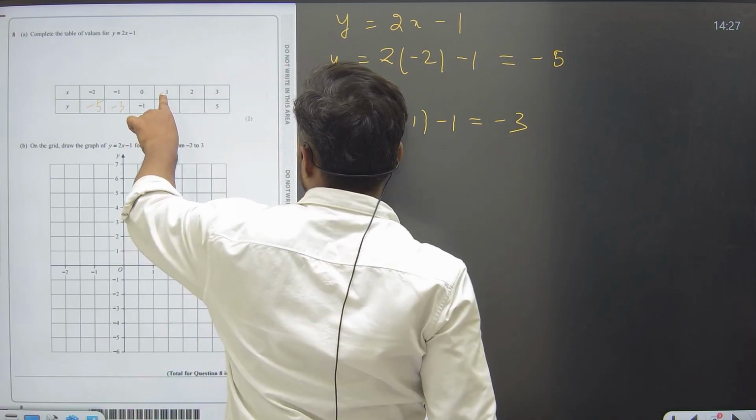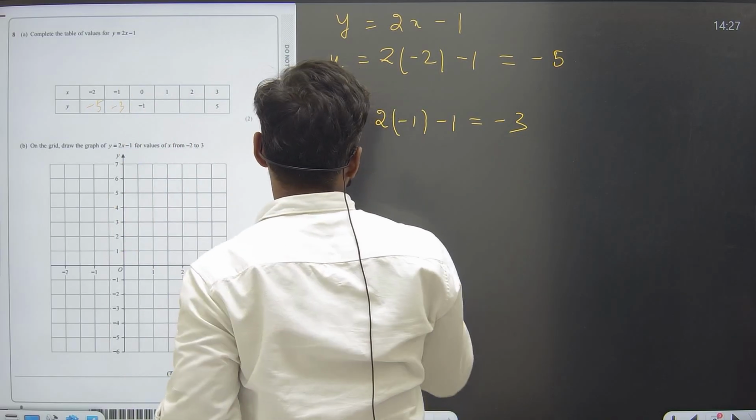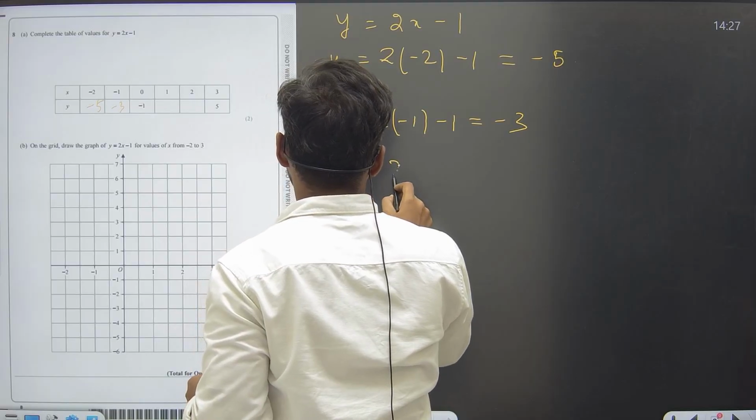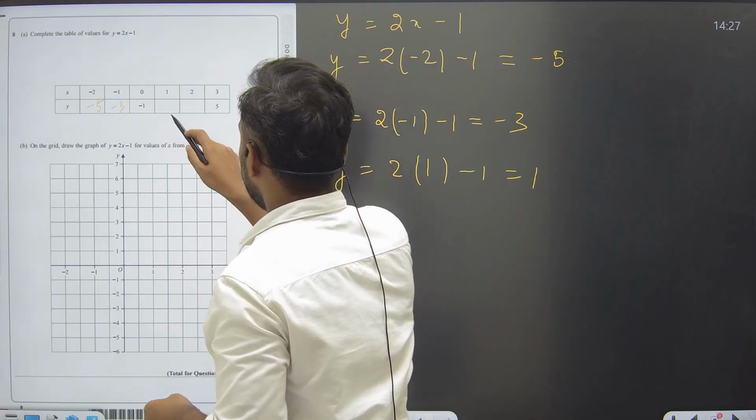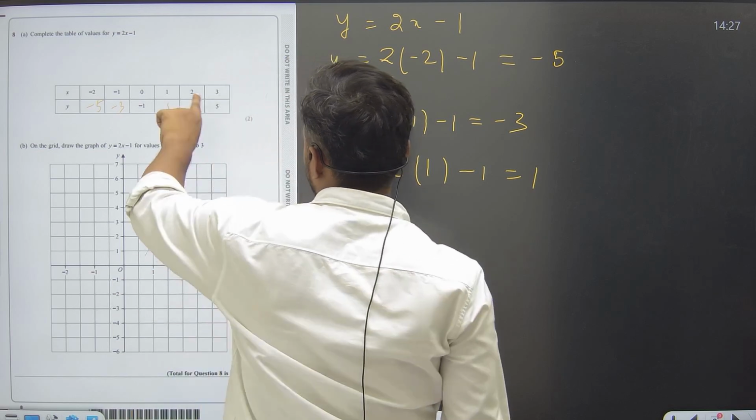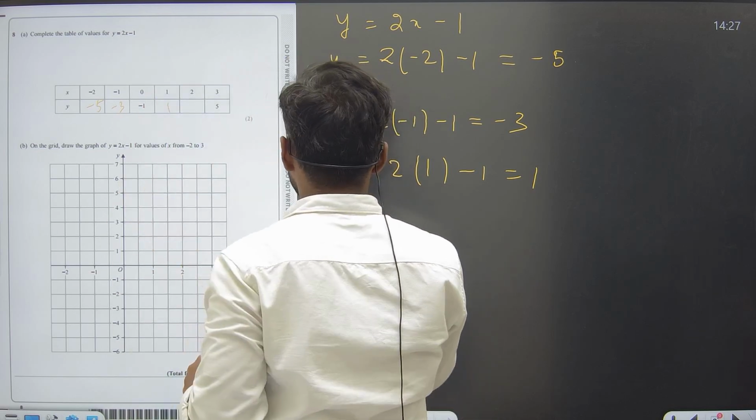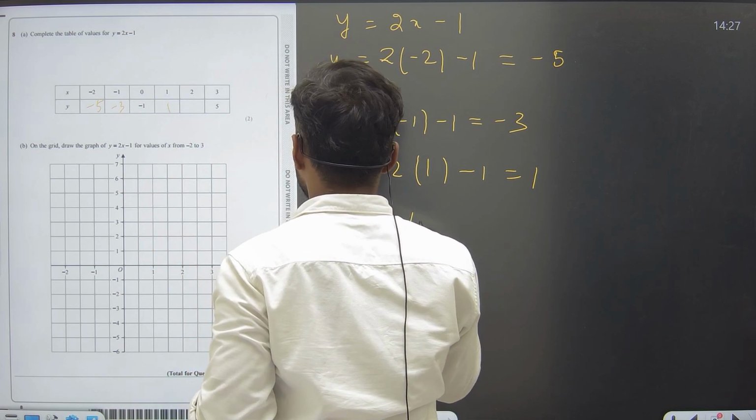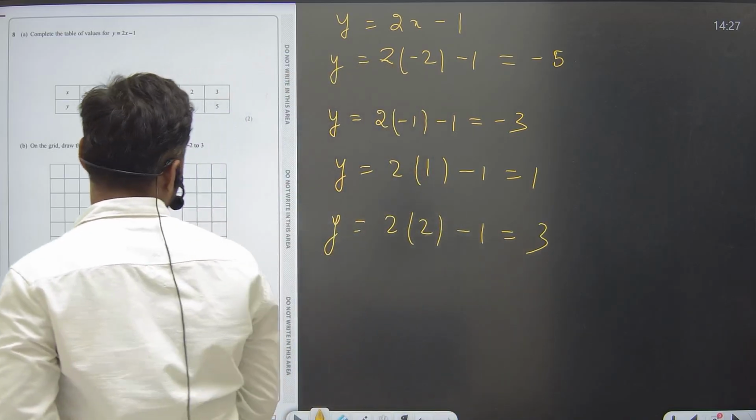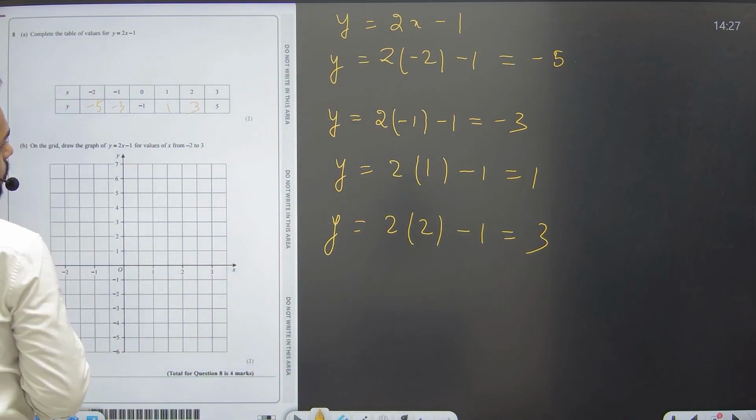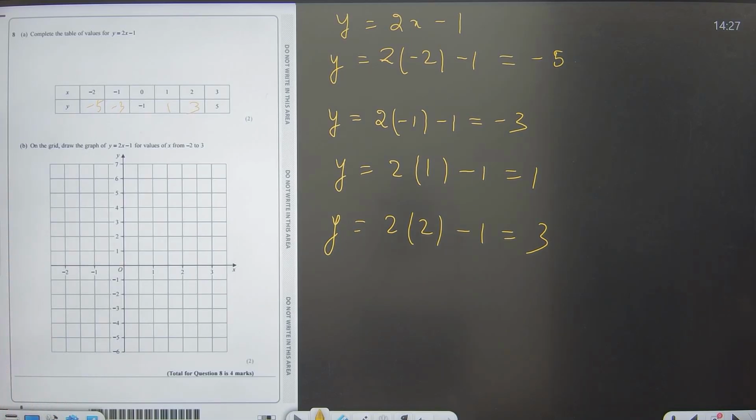If we plug in the value of x equals 1, what will we get? 2 times 1 minus 1 equals 1. So 1 we are getting here. If we plug in the value of x equals 2, it will be 2 times 2 minus 1, which is 3. So we have got the values. Draw the graph of y equals 2x minus 1 for values of x from minus 2 to 3.